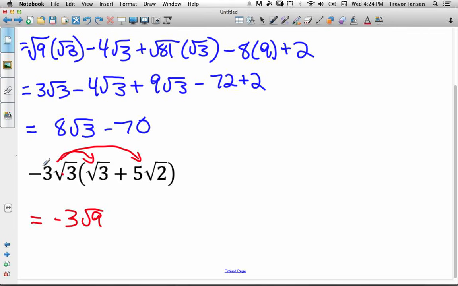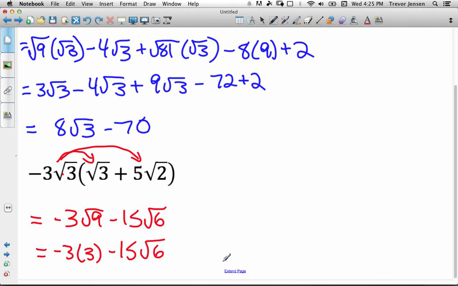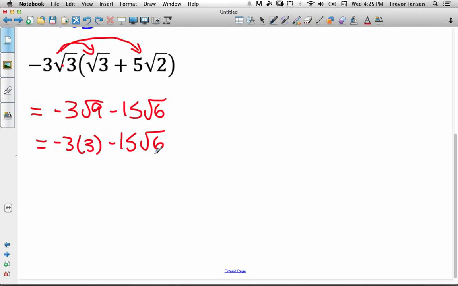The coefficients get multiplied together, so negative 3 times 5 is negative 15. And then the radicands get multiplied together. 3 times 2 is 6, so that gives me root 6. And then I can simplify root 9. The square root of 9 is 3. And I can't simplify root 6. There are no perfect square numbers other than 1 that divides evenly into 6. So all I'm left with is negative 9 minus 15 root 6.